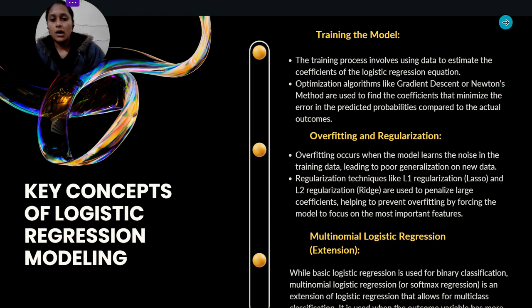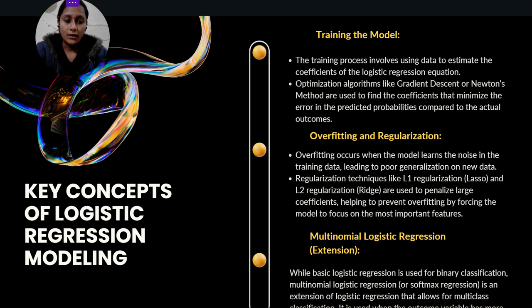So, now let's see what are the other key concepts of logistic regression modeling. Training the model. The training process involves using the data to estimate the coefficients of the logistic regression equation. Second is optimization. Algorithms like gradient descent or Newton's method are used to find the coefficients that minimize the error in the predicted probabilities compared to the actual outcomes.